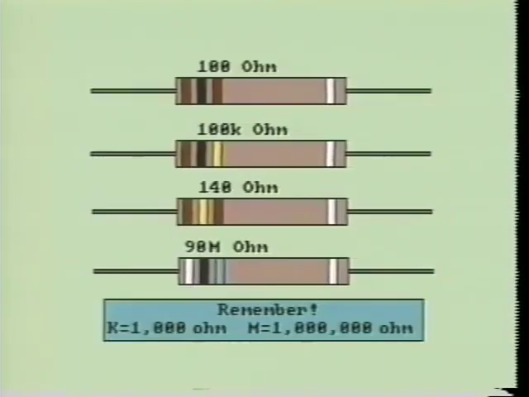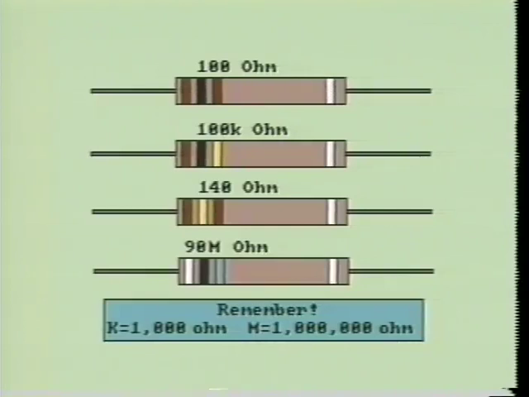Here we see four resistors. The first resistor has a color code of brown, black, brown. Since the color brown represents a 1, the first digit is a 1. Black represents the 0, so the second digit is a 0. And since brown is again used for the third band and represents 1, that means 1 trailing 0. Therefore, this resistor with a color code brown, black, brown has a value of 100 ohms.